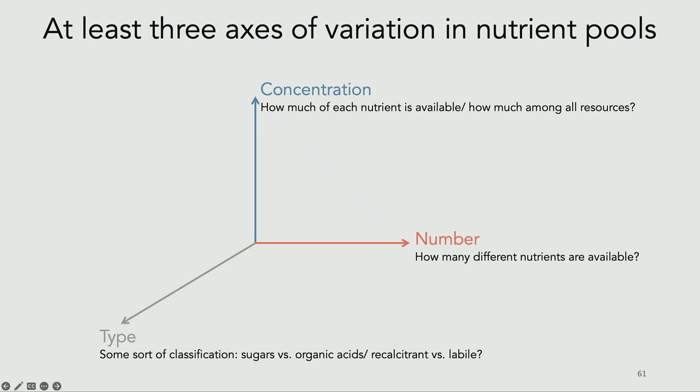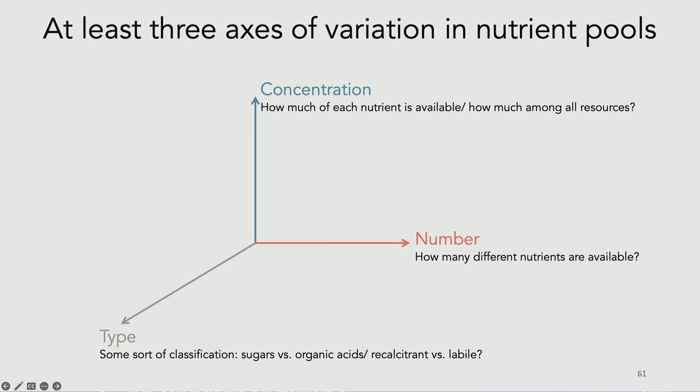So what are these axes of variation? It's pretty straightforward. One important axis of variation is the concentration of nutrients. So how much of each nutrient is available, or how much is the total of all the nutrients available. Then another important axis is how many different nutrients microbes can access, so the number of different types of nutrients. So whether you have one sugar, or two sugars, or three sugars. And finally, the last important axis of variation is which resources are available, which type of resources.